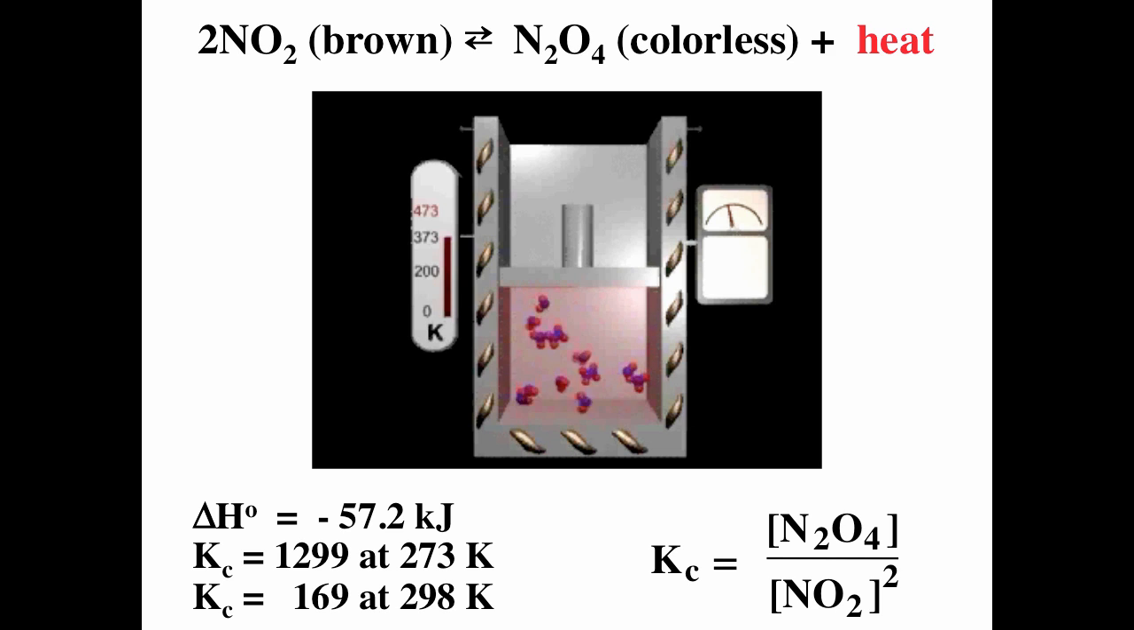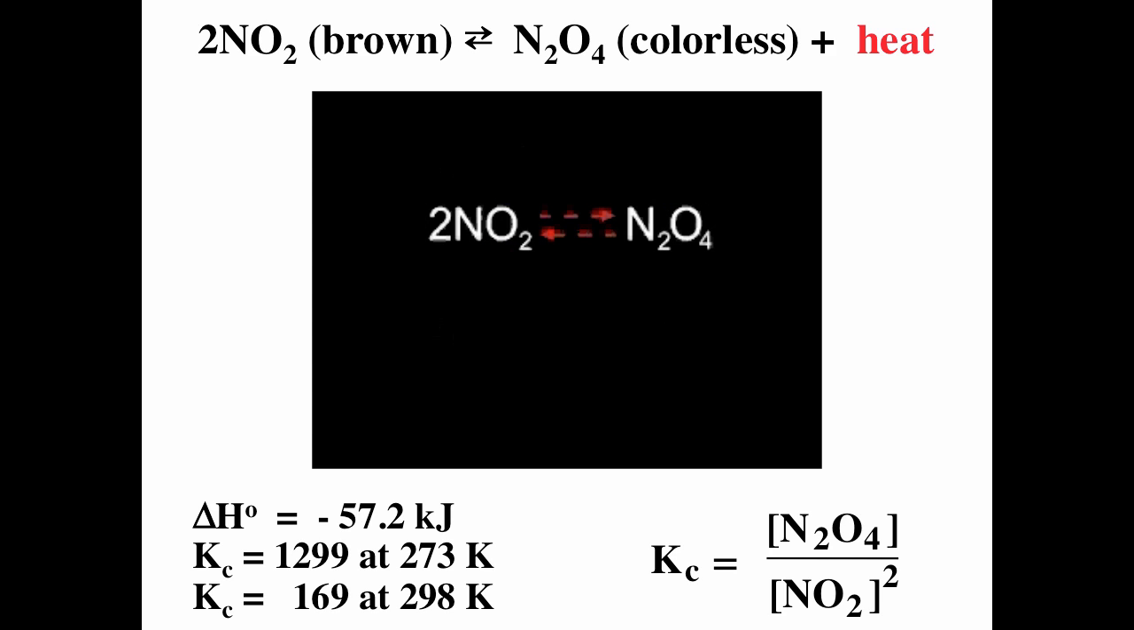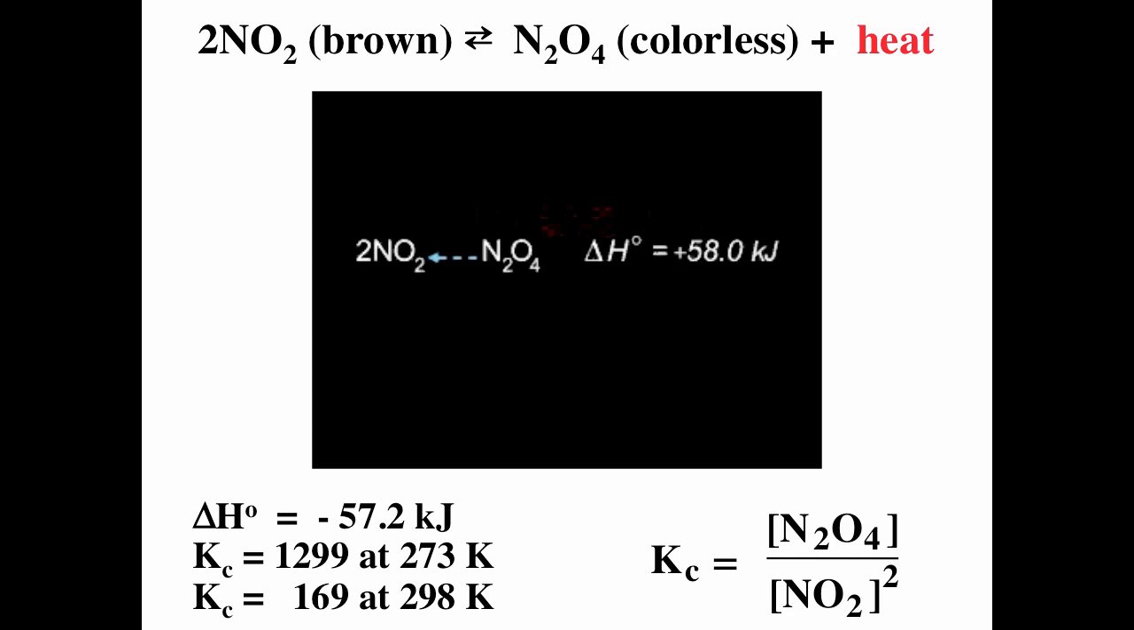When NO2 is placed in a closed cylinder under pressure, it reacts in part to form N2O4 molecules, and an equilibrium is established. The formation of N2O4 from NO2 is an exothermic process. Thus, heat is emitted when two NO2 molecules form an N2O4 molecule. The reverse process, dissociation of N2O4 into NO2 molecules, is an endothermic process.